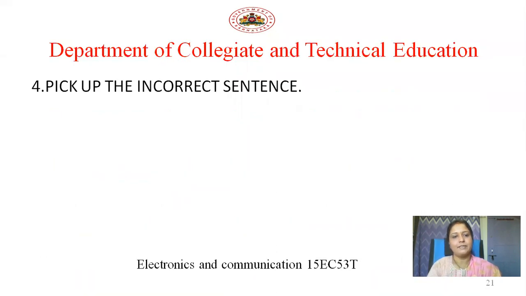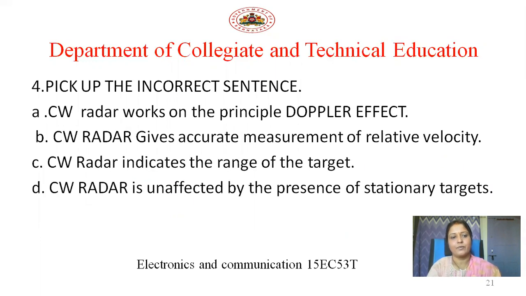Next, pick up the incorrect sentence. Continuous wave radar works on the principle of Doppler effect. Continuous wave radar gives accurate measurement of the relative velocity. Continuous wave radar indicates the range of the target. Continuous wave radar is unaffected by the presence of stationary targets. Try to answer. The correct answer is option C, because continuous wave radar indicates the range of the target. It is the false sentence, because it is not capable of giving the range.